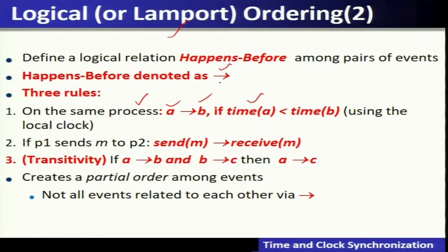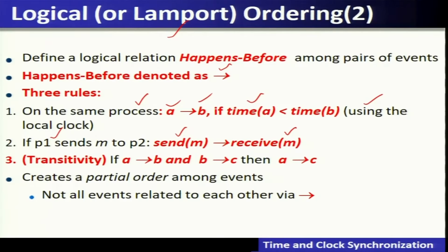So A has happened before B if and only if the timestamp of A is less than the timestamp of B, and this timestamp is taken from the local clock. Similarly, when P1 sends the message M to P2, the send of a message has happened before the receive of a message. So even without having clocks synchronized, send and receive events can order the events.